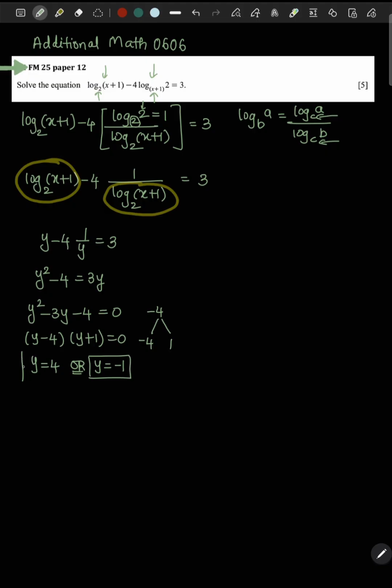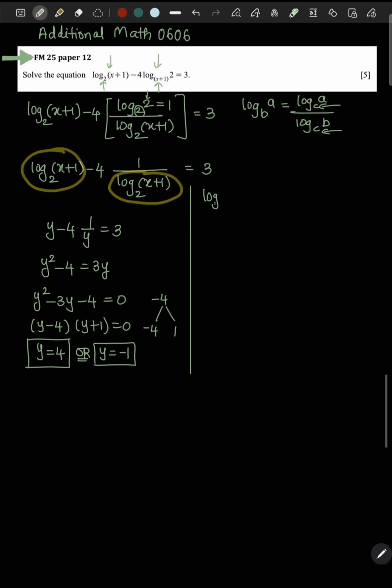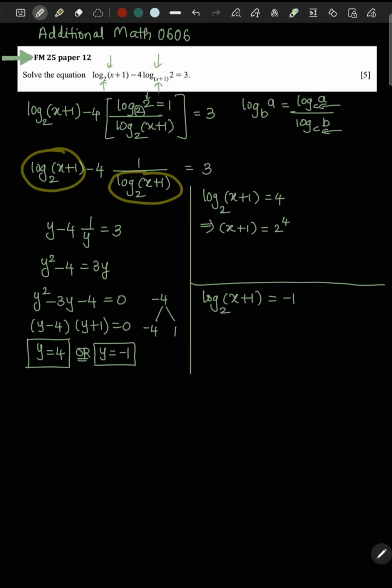But these are my y values, not the x values. So how do I get the x values? I substitute it back into my original equation. So I have log(x+1) base 2 equal to 4, or log(x+1) base 2 equal to minus 1. Let's try to find the value of x. This gives me x plus 1 equals 2 to the power 4. Because it is base 2, to get rid of the log term, I do 2 to the power 4, which is 16, and x is equal to 16 minus 1, 15.